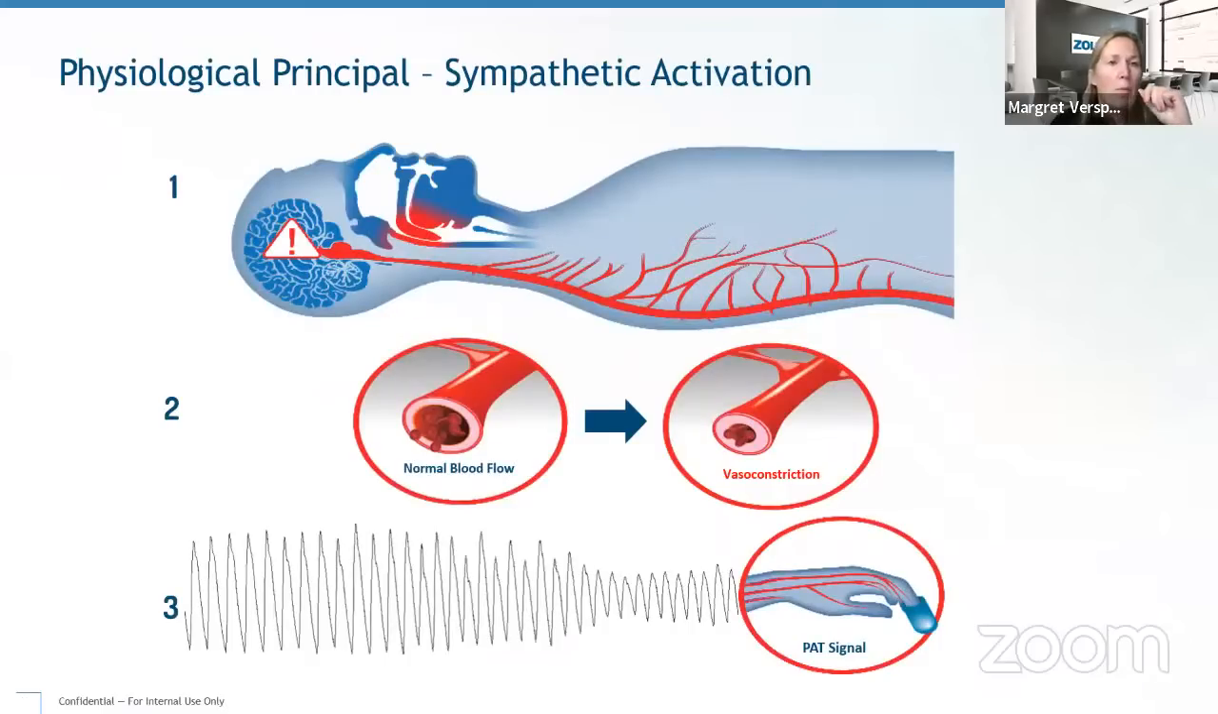So actually, the technology in a nutshell of the sympathetic activation: we can see here at 1 that the patient has an obstruction of the upper airway. Because of the obstruction, the saturation level in the blood goes down. When the saturation level goes down, CO2 rises. You get an arousal in your breathing center. This arousal leads to vasoconstriction, and this vasoconstriction we can see in the raw PAT signal. We can see a lower PAT amplitude at this point.